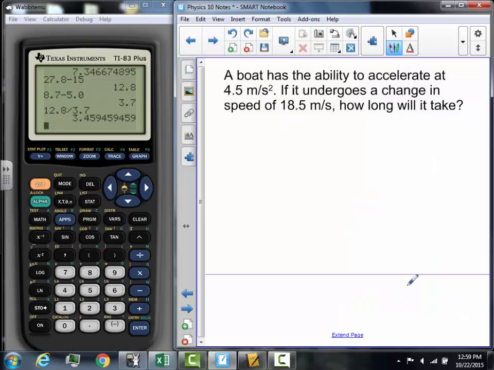Let's try another example. You have a boat. The boat is able to speed up at this rate, 4.5 meters per second squared. So that's like how fast it can speed up. Let's say it undergoes a change of 18.5 meters per second. How long will it take to undergo that change? So, I think in this formula here, we should use the first one, where we just do acceleration is equal to our velocity over our time.